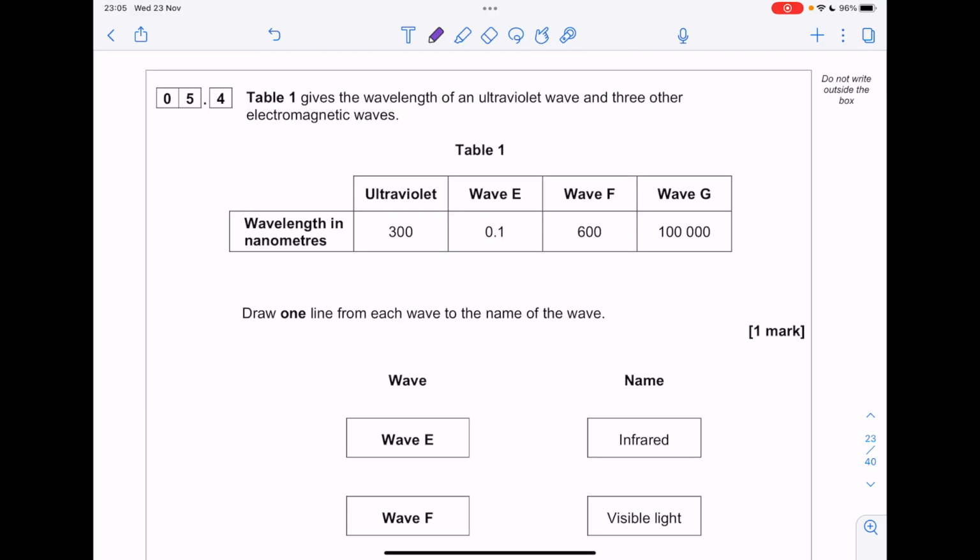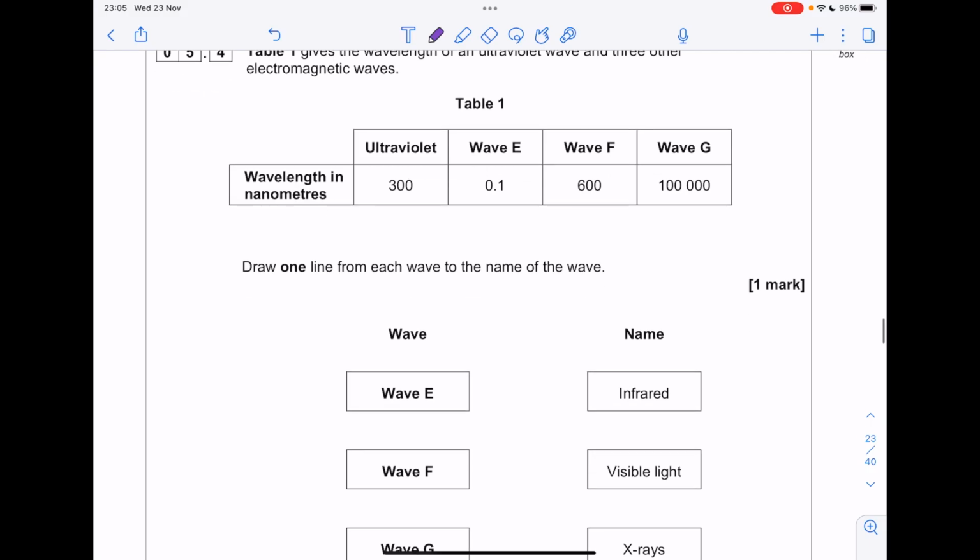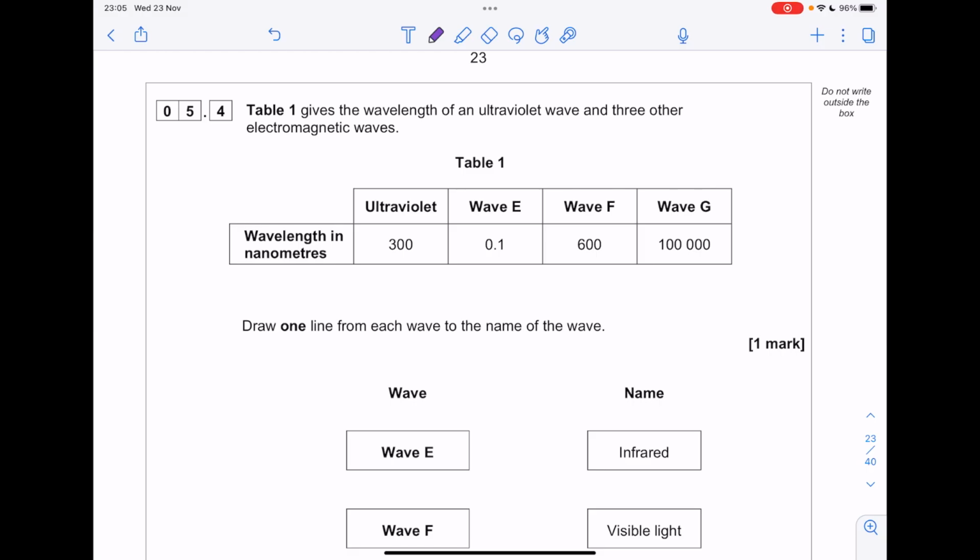Table 1 gives the wavelength of an ultraviolet wave and 3 other electromagnetic waves. Draw one line from each wave to the name of the wave. Let's just put the order of waves. So it goes radio, microwaves, infrared radiation, visible light, ultraviolet, X-rays, gamma rays. You've got your longest wavelength at this end, shortest at this end.